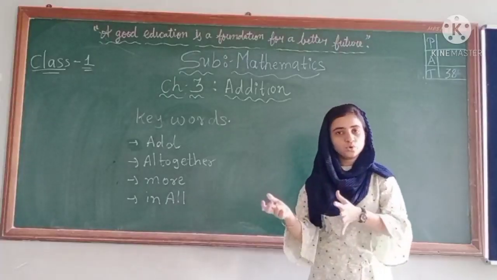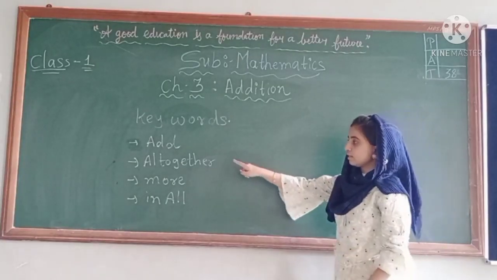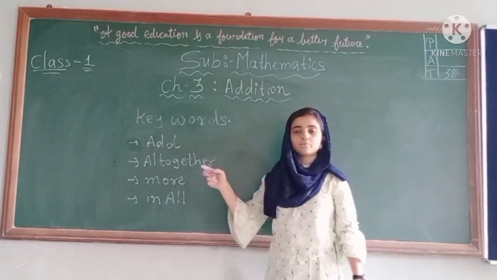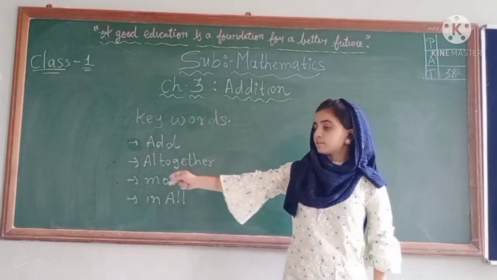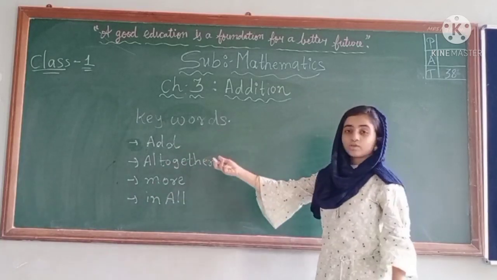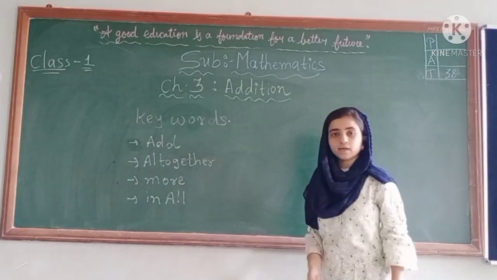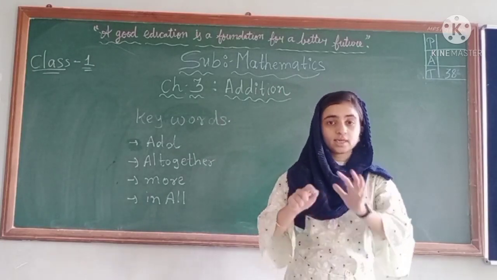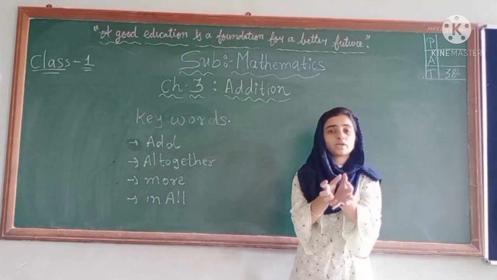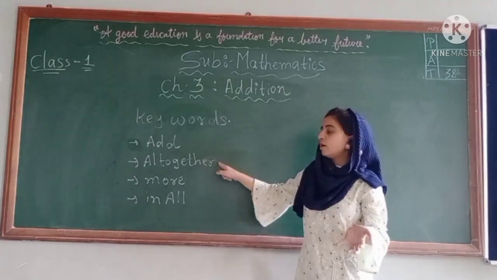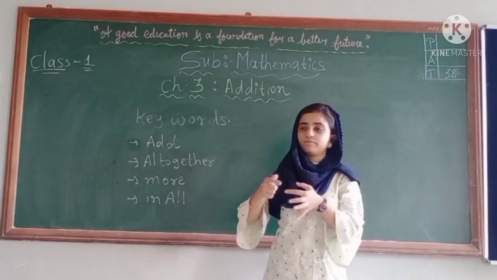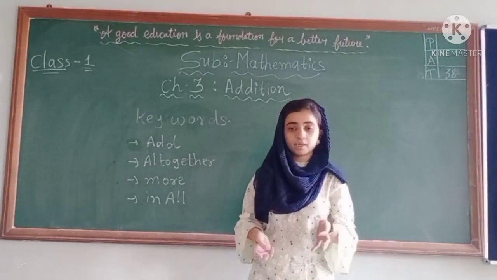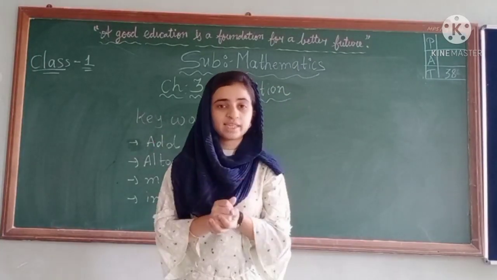कौन कौन से है: add, altogether, more, in all. यानी for example add, I'm having 3, add 2 more, 2 what we get. So we use add, so we have to do the addition. All together, जैसे अभी हमने देखा था कि हमारे पास 3 orange color and 1 pink color marbles थे, how many marbles all together? यानी एक साथ अगर हम सबको रखेंगे तो क्या मिलेगा. So all together is one kind of keyword for addition.